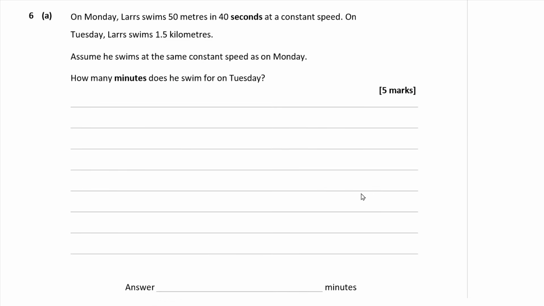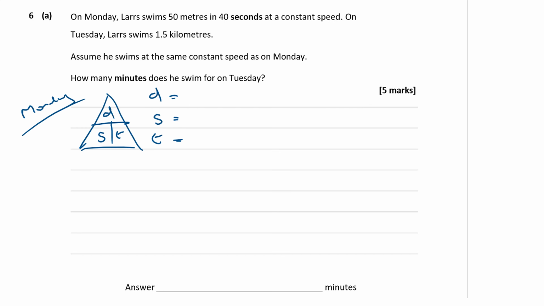Question 6a. On Monday, Lars swims 50 metres in 40 seconds at a constant speed. On Tuesday, Lars swims 1.5 kilometres. Assuming he swims at the same constant speed as on Monday, how many minutes does he swim on Tuesday? Okay, so this is a 2-step question, isn't it? It's distance, speed, time twice over. So in the first day, so this is on Monday, what's going on? Distance, speed, time. What have we been given here? Swims 50 metres. So that's a distance, isn't it?